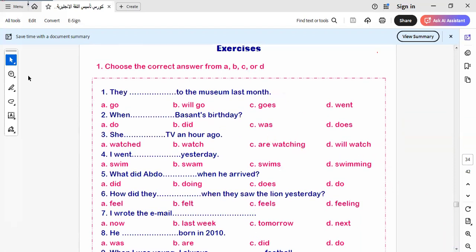Let's do this exercise together to practice what we took in this lesson.